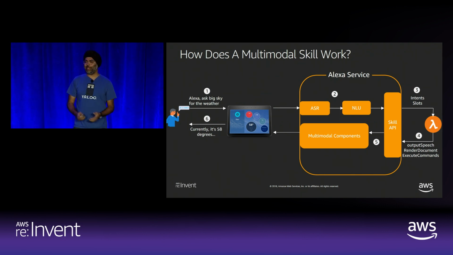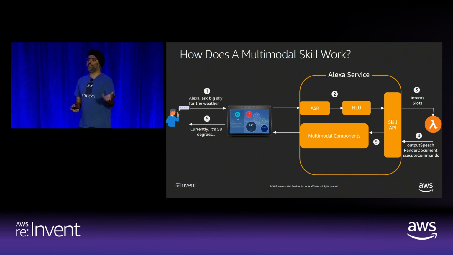This basically is the life cycle of a skill request. It starts with the customer walking up to an Alexa device and saying, Alexa, make sure that thing's muted. Alexa asks BigSky to tell me the weather. And that goes into automatic speech recognition. That's number 2 there, where we basically transcribe what the customer said. Then we turn it over to NLU, natural language understanding, which is where some awesome stuff happens, and we figure out the intention of the customer.